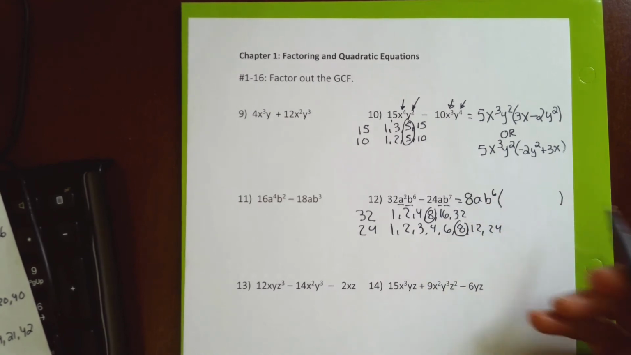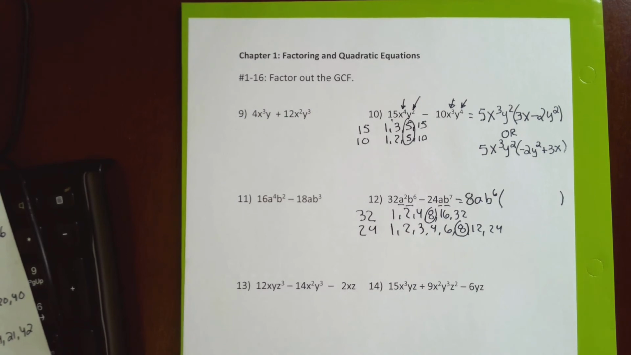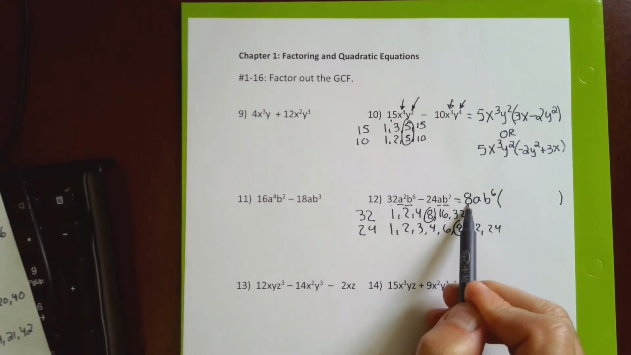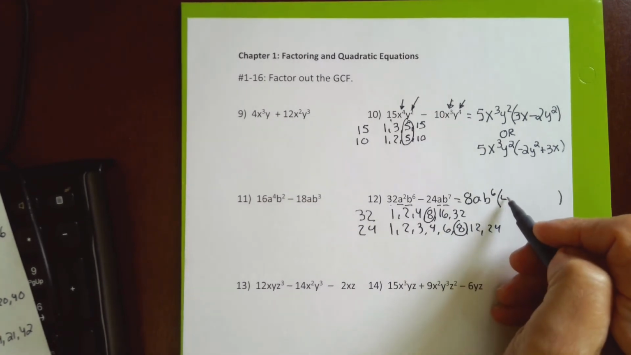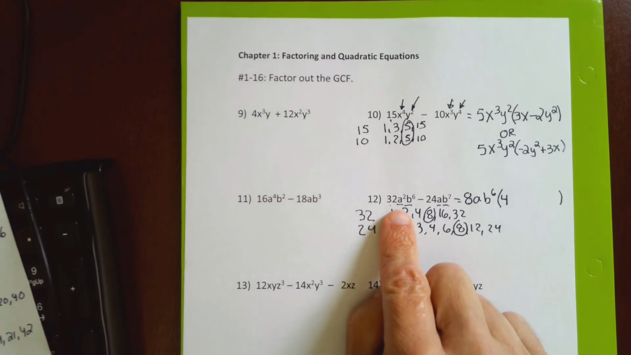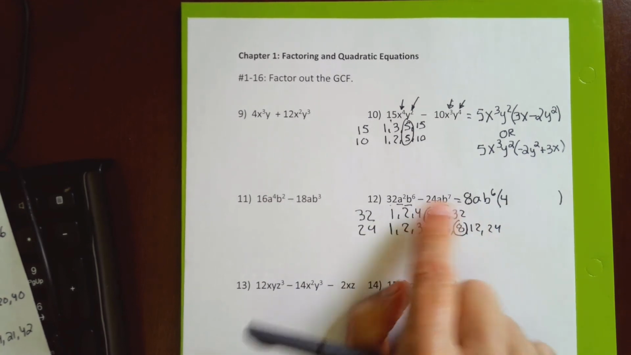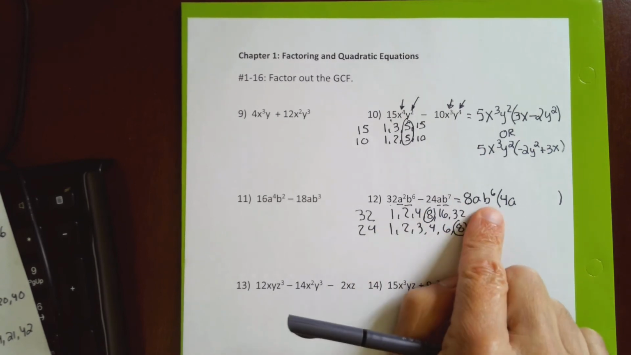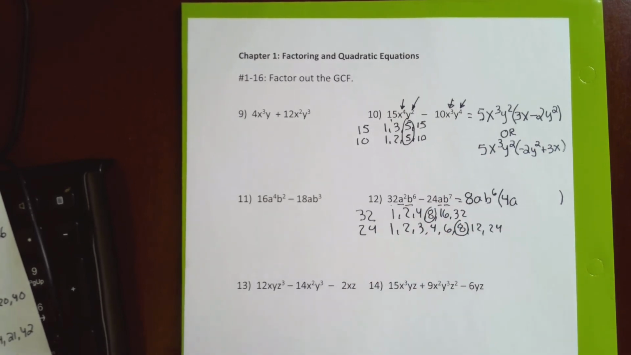Inside my parentheses now, I'm going to divide each of the numbers by 8. I'm going to take 1A and 6 B's away. So for the first 32, I divide 32 by 8, and 32 divided by 8 is 4. I have 2 A's. I took 1A away, so I'm going to be left with 1A. I had 6 B's. I took all 6 B's away. I'm not left with a B.